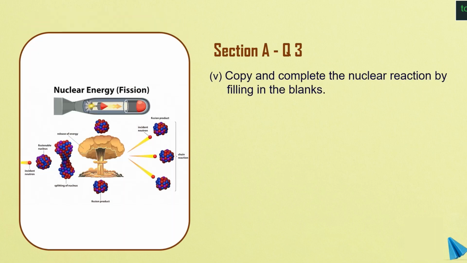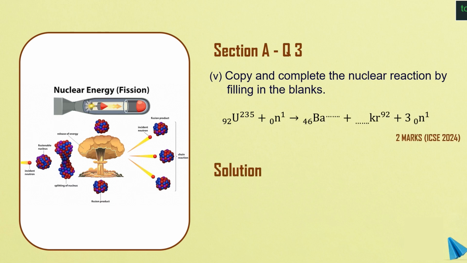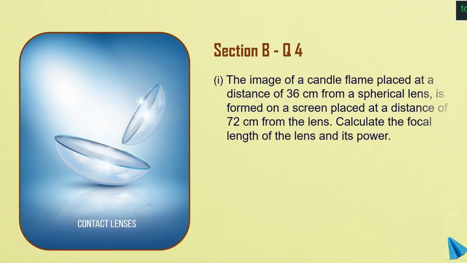Let's have a look at a new question. It says, copy and complete the nuclear reaction by filling in the blanks. So this nuclear reaction is already given to us. We're supposed to fill the blanks here. So you can see we have 141 and 36. Perfect. Let's continue. Now let's move on to section B, question 4.